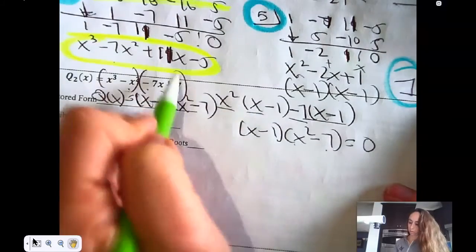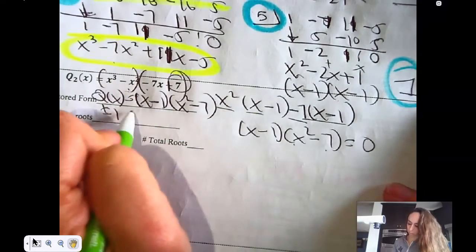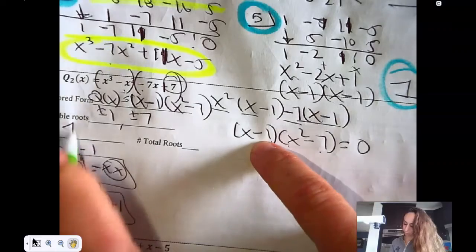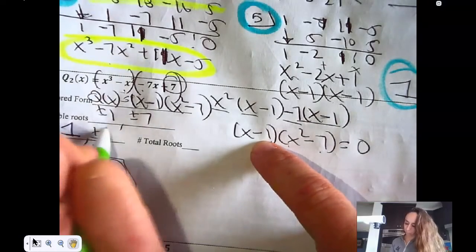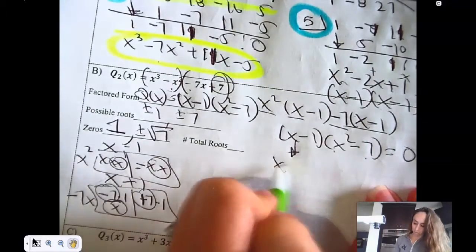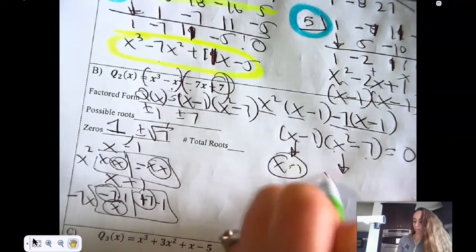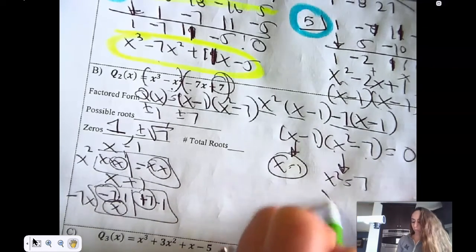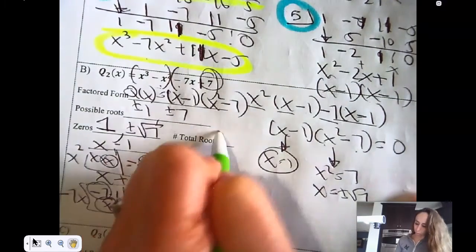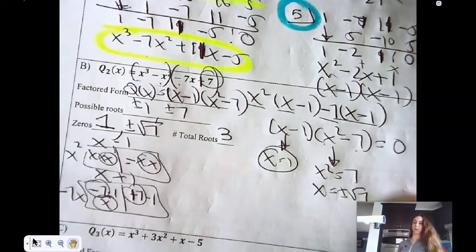Possible roots, plus or minus 1, plus or minus 7. Zeros, set it equal to 0, 1. And plus or minus rad 7. How did I get that? Square root, and we're good. How many total roots? 3. What is it? Cubic.